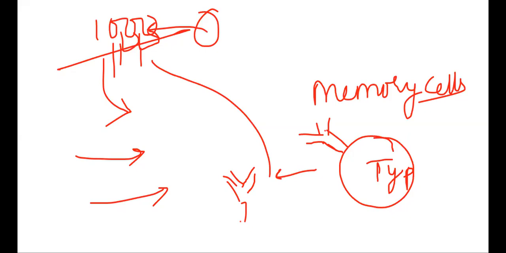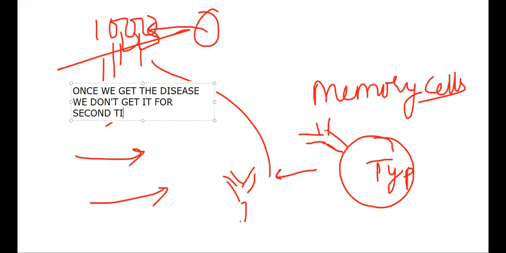So from this story, what you came to learn is that once we get the disease, and this is very important in the pandemic situation, we don't get it for a second time. Once we get the disease, we don't get it for a second time. Why don't we get it for a second time?